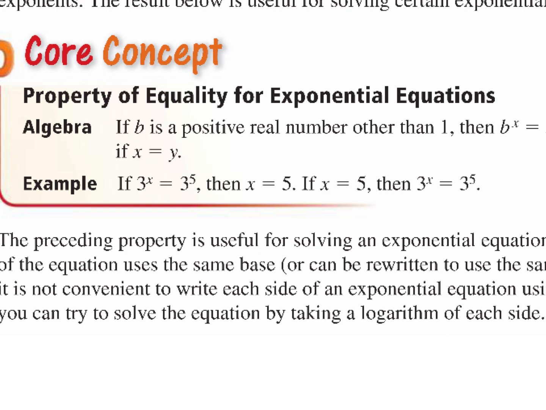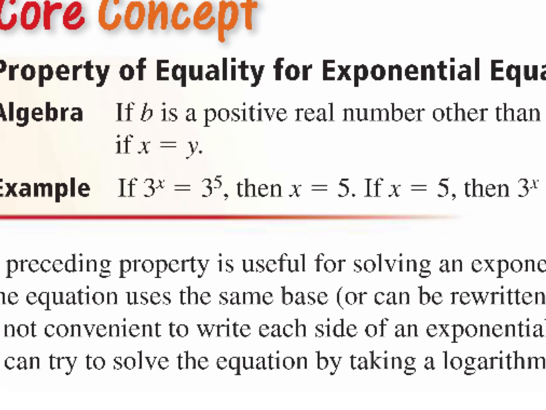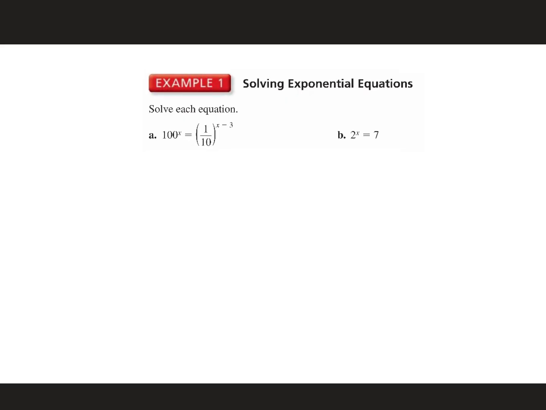Another thing that's helpful to know, if we have the same base, so let's say I had 3 to the power of x, that's equal to 3 to the power of 5. We could cancel out the 3's and we'd just be left with x is equal to 5. So let's do some examples.